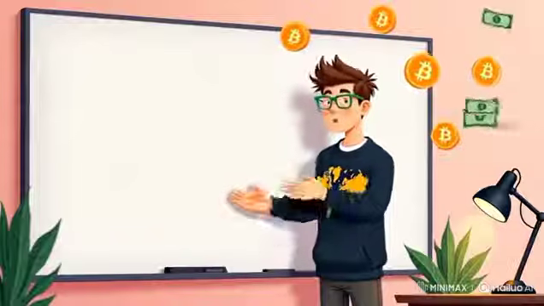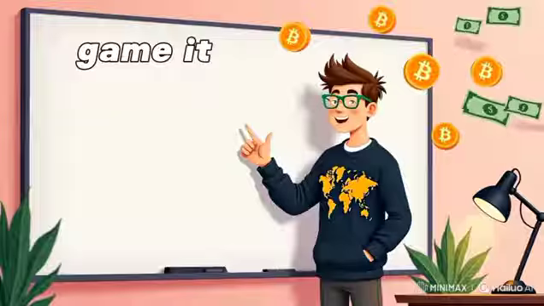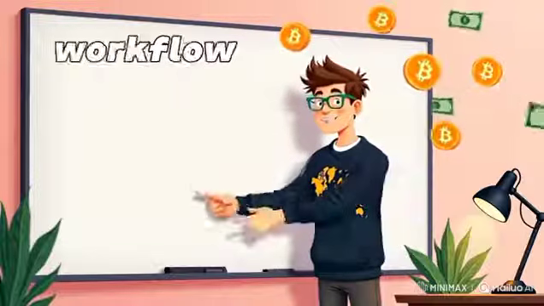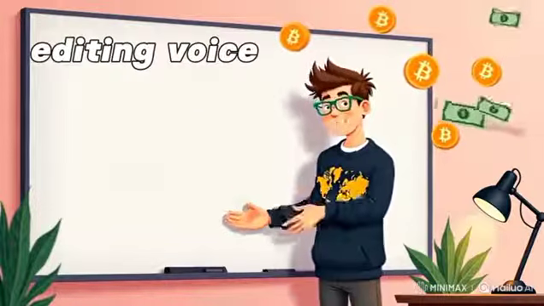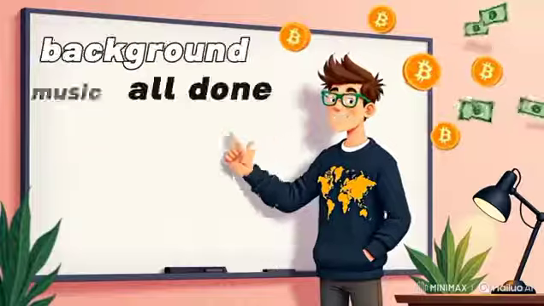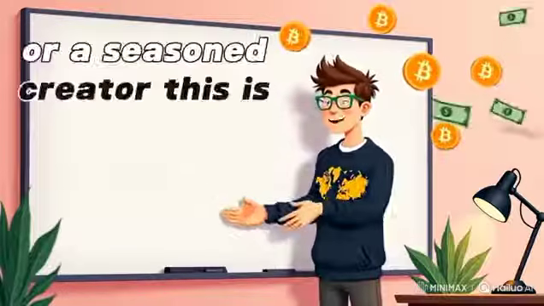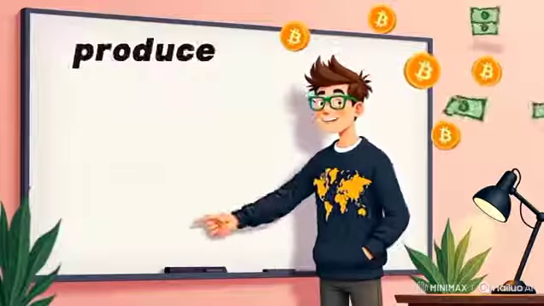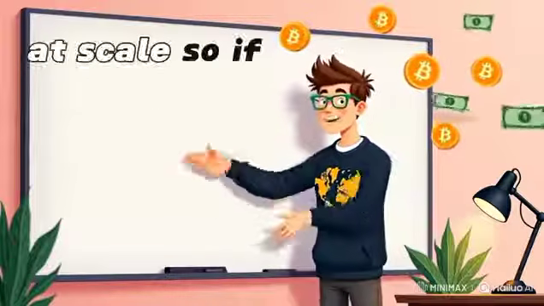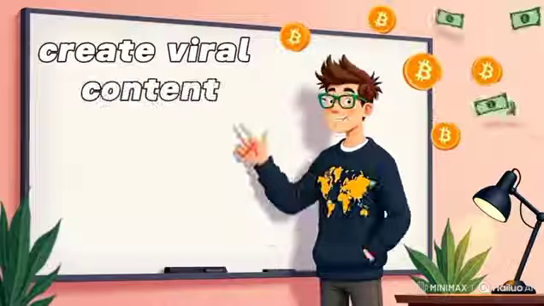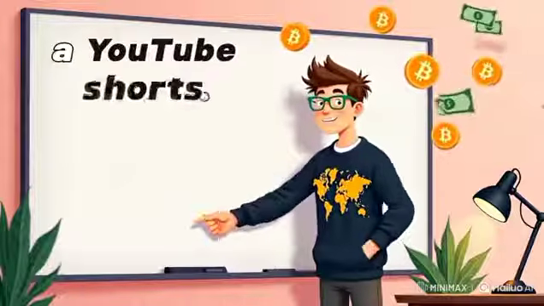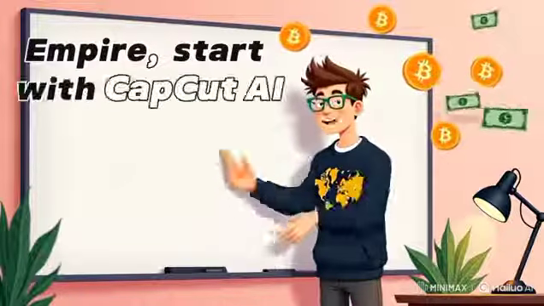Conclusion: CapCut AI changes the game. It automates 70% of your video workflow. Script writing, editing, voice, captions, background music, all done in minutes. Whether you're a beginner or a seasoned creator, this is the fastest way to produce content at scale. So if you want to create viral content, faceless videos, or start a YouTube Shorts empire, start with CapCut AI.